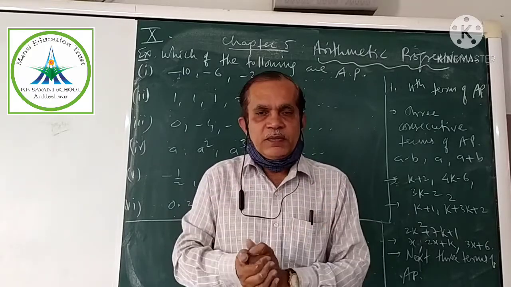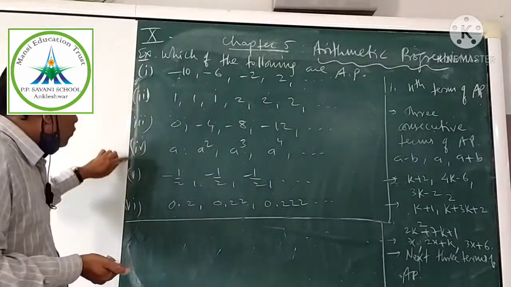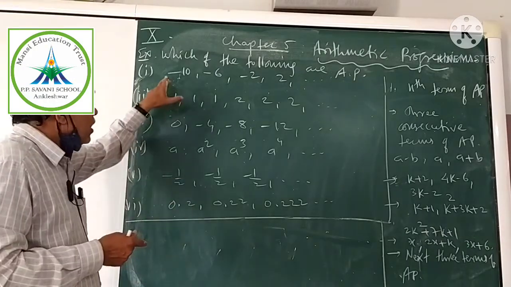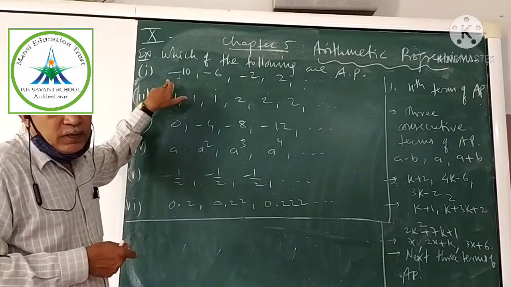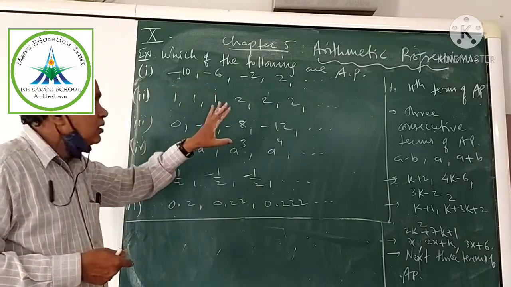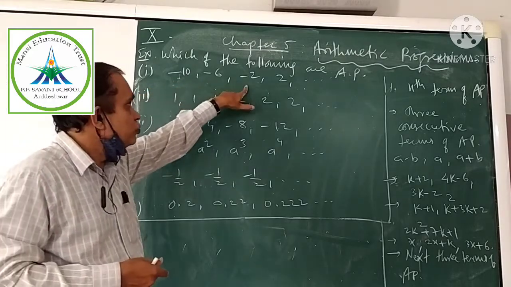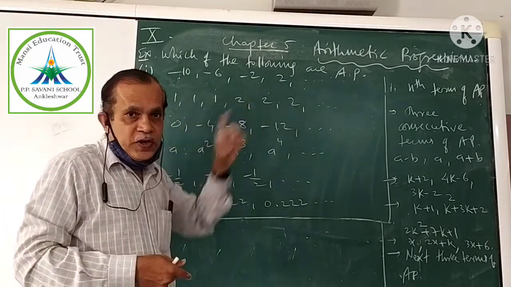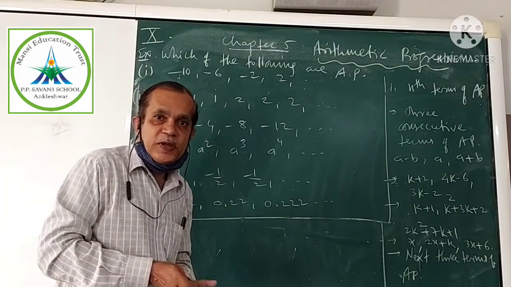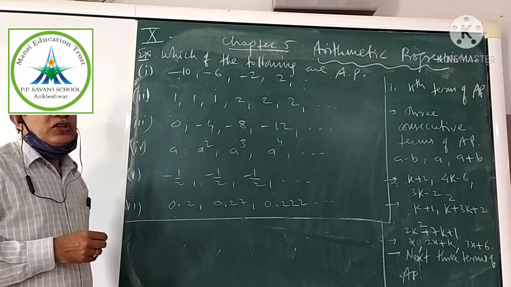Now let us check ourselves. I have listed some examples, 1 to 6, to check whether these are examples of an AP or not. We will solve them very fast and very easily. Let us take the first one: minus 10, minus 6, minus 2, 2. We have the general form of an AP, A plus D, A plus 2D. So we will find the difference of two consecutive terms.